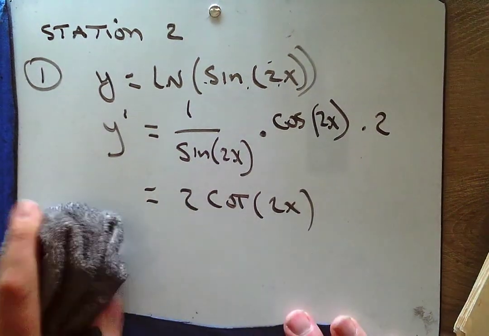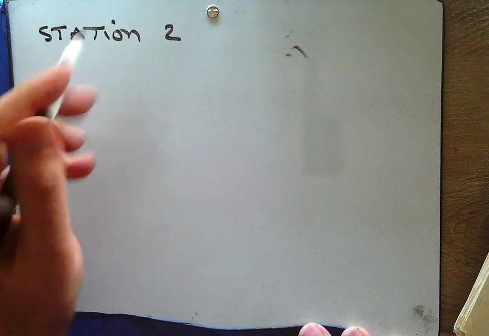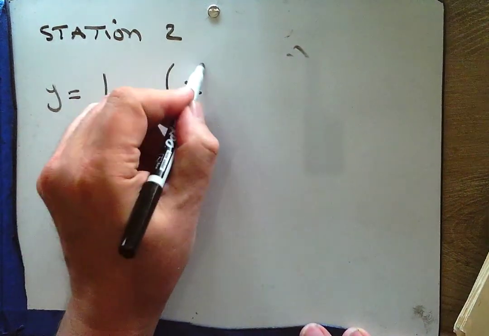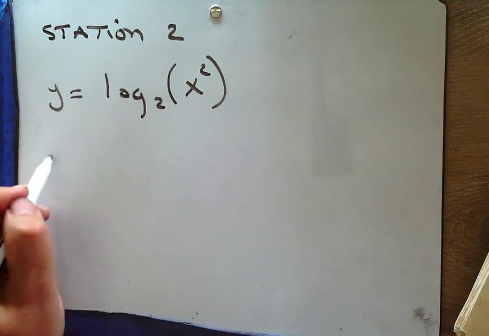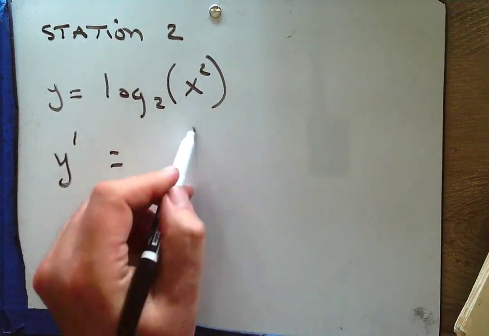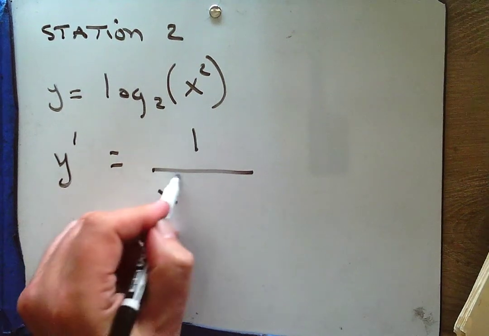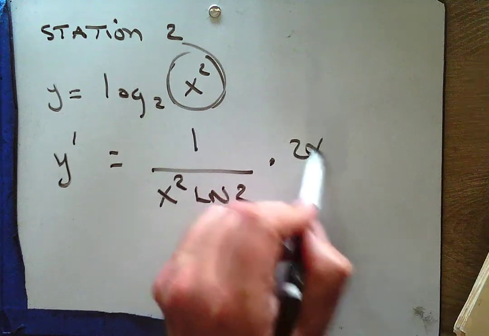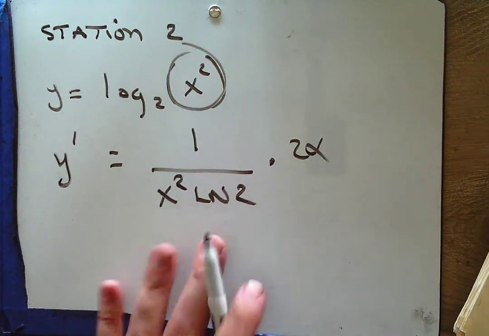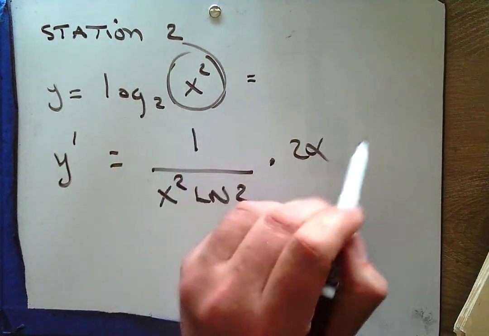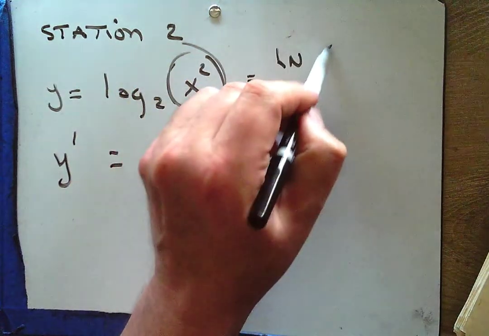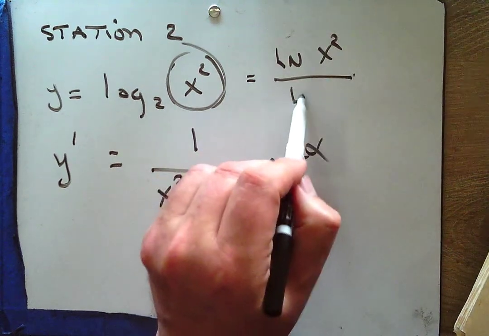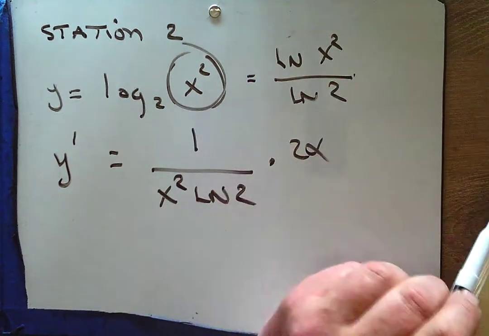There's question 1 on station 2. Question 2, because nobody forgets how to take the derivative of logs. Yeah, everybody does. So then y prime equals 1 over x squared ln of the base times the derivative of the inside. And again, maybe this is easier to see if you rewrite it with the change of base formula. X squared over ln of 2.